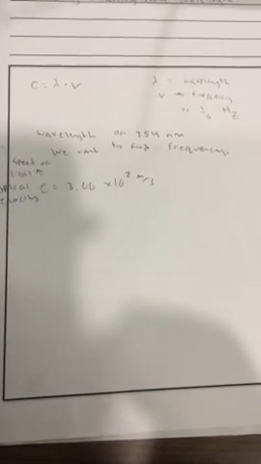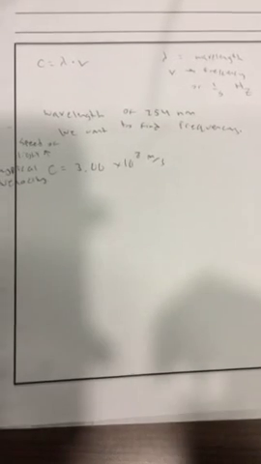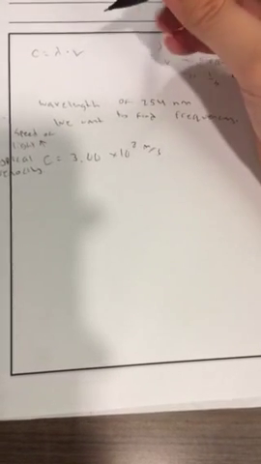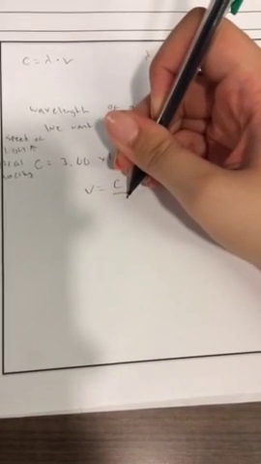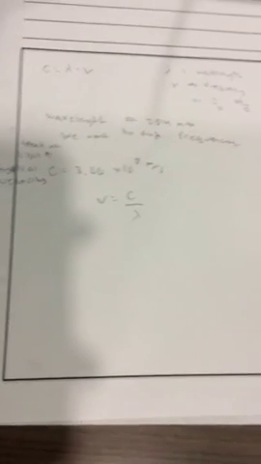So, again, we have a wavelength of 254 nanometers, and we want to find the frequency. So for our equation up here, C equals lambda times V, we want to isolate V, because that's what we're trying to find. So we're going to get V equals C over lambda. And now we're just going to fill in the numbers with what we were provided.